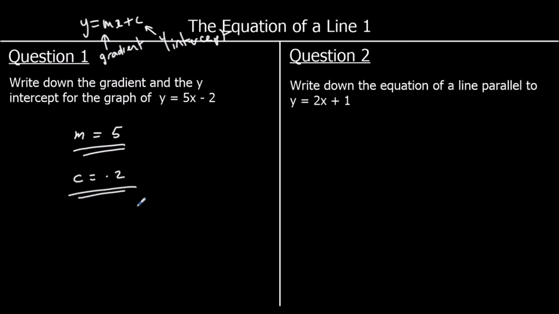Question 2. Write down the equation of a line parallel to y equals 2x plus 1. If lines are parallel, they have the same gradient. So the gradient of this line is 2. So any line with a gradient of 2 is parallel to y equals 2x plus 1. So we can write y equals 2x and then plus or minus anything. And it would be a parallel line. Parallel lines have got the same gradient.